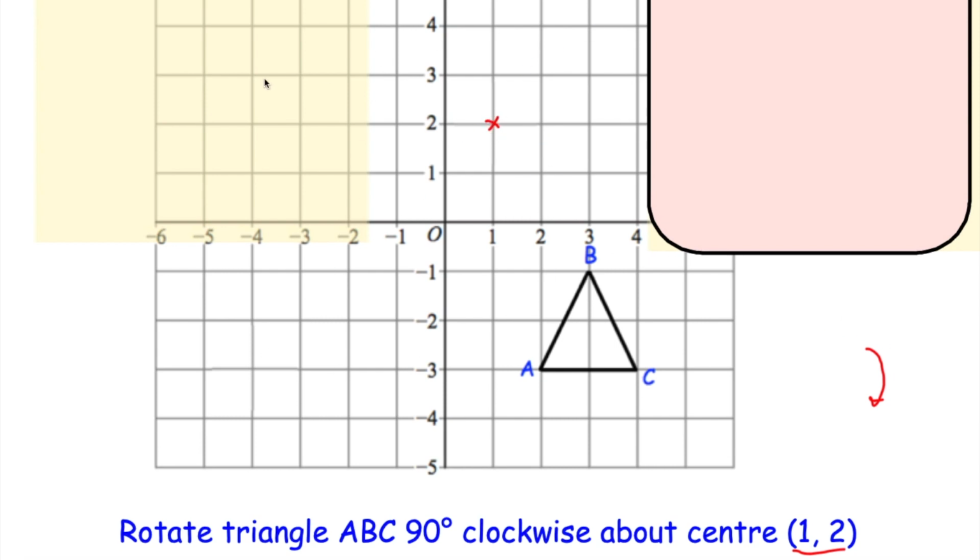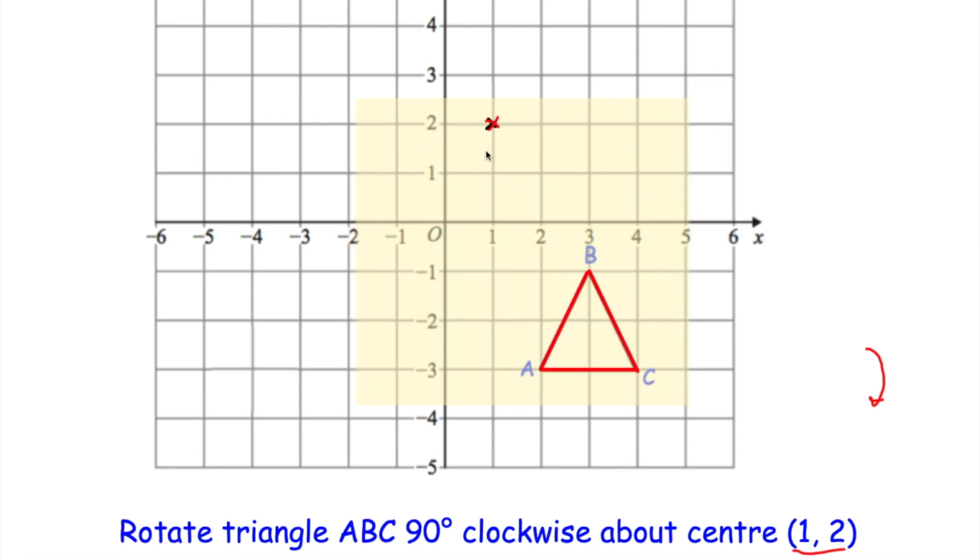So let's get our tracing paper and put it on top of the center of rotation and also the triangle, make sure it's straight, and draw over the center of rotation and over the triangle, and it would look something like this. Now what we're going to do is rotate the tracing paper 90 degrees clockwise about this point. So we put our pencil on top of the center of rotation and just lightly rotate the tracing paper until we've rotated it 90 degrees clockwise. So it looks something like this.